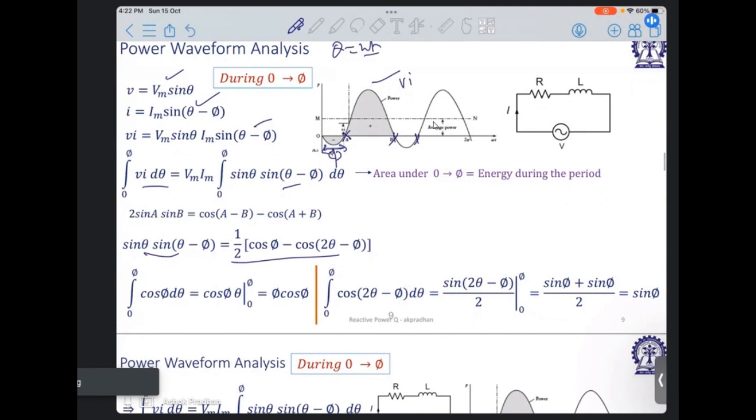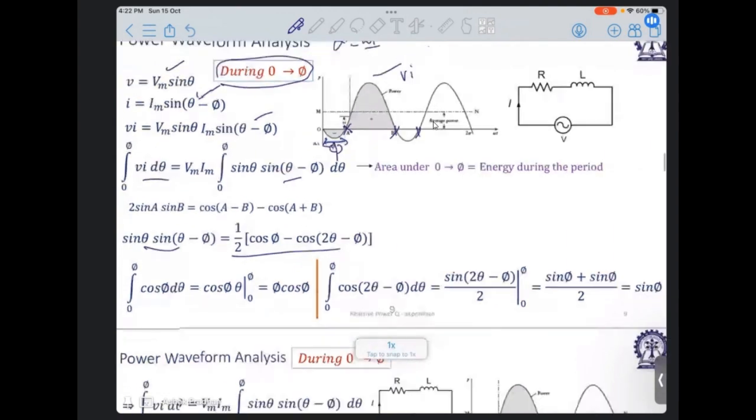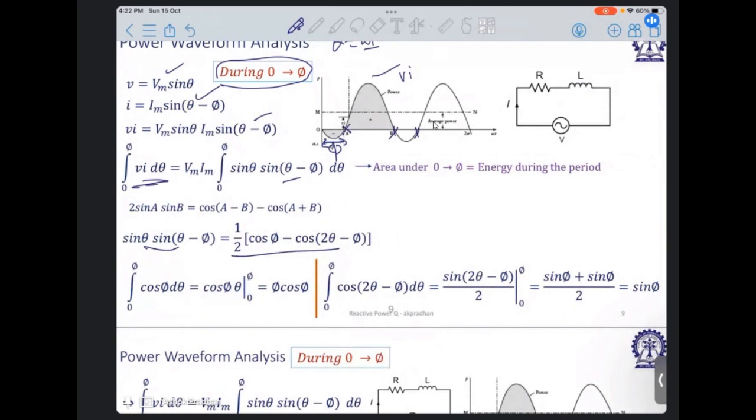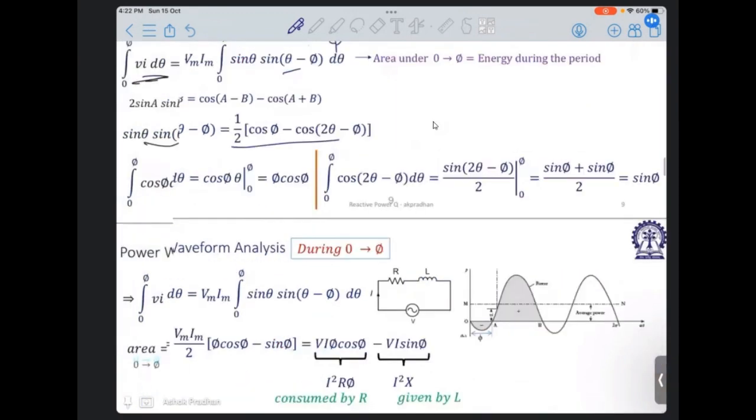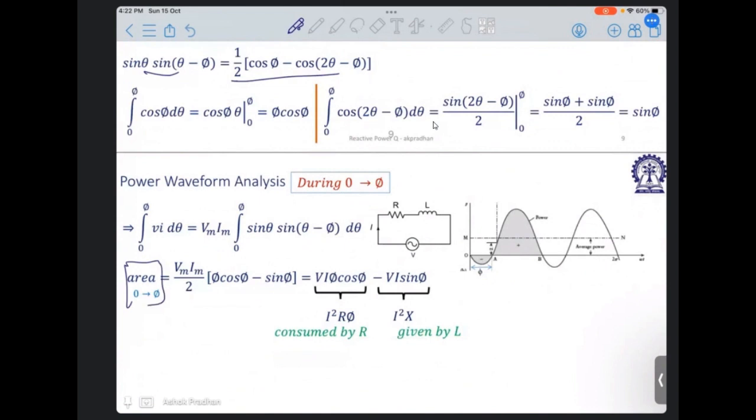My purpose here is to integrate during this period of 0 to phi, this small period where the energy is given back to the system. That period we would like to observe right now first. So this is the integration from 0 to phi of Vi d theta, where I have taken theta equals omega t. This integration comes out, in terms of the area 0 to phi, to be Vi phi cos phi minus Vi sin phi.